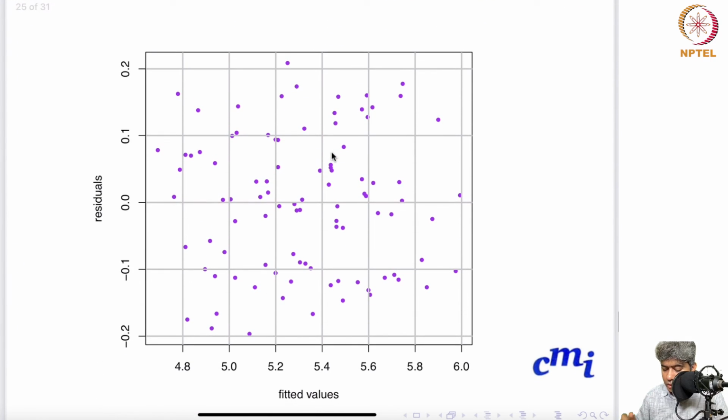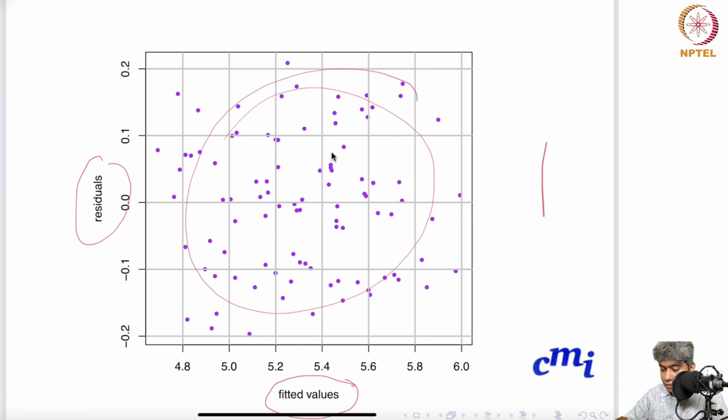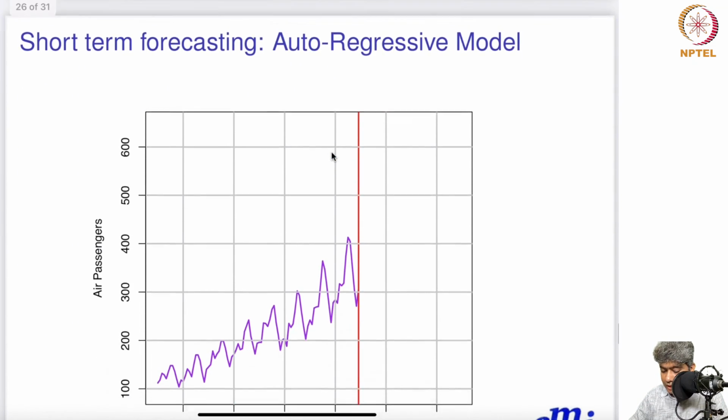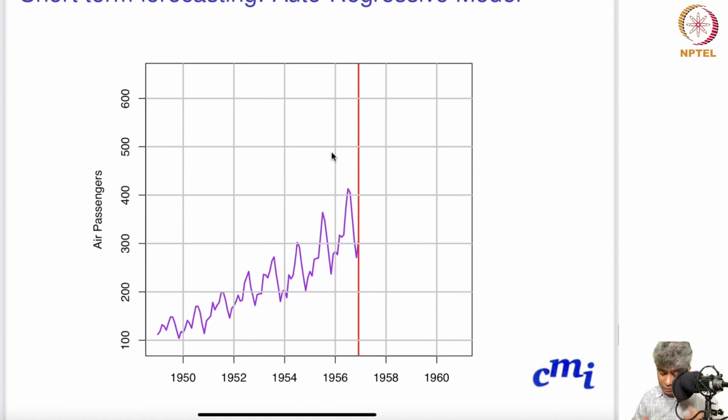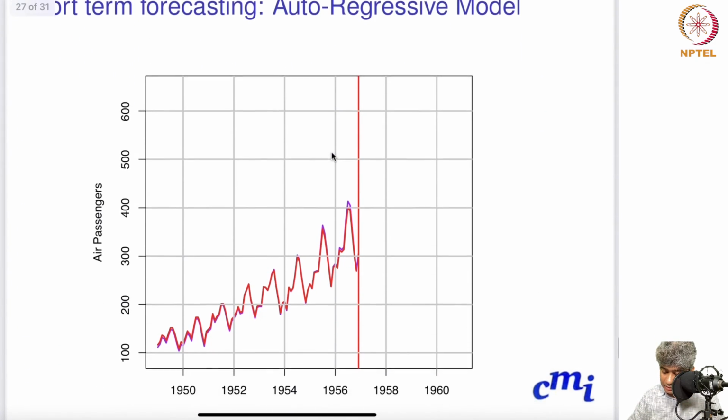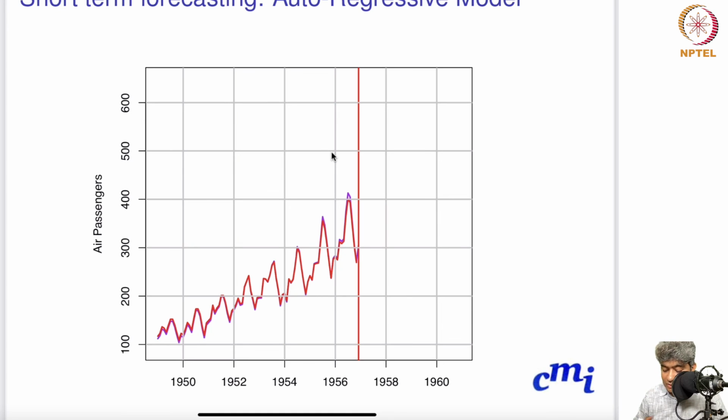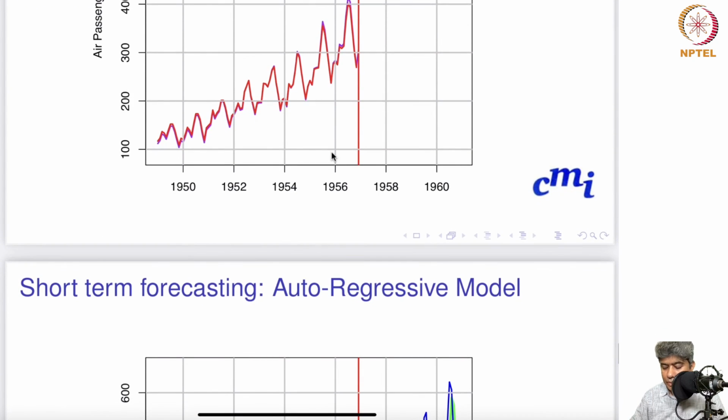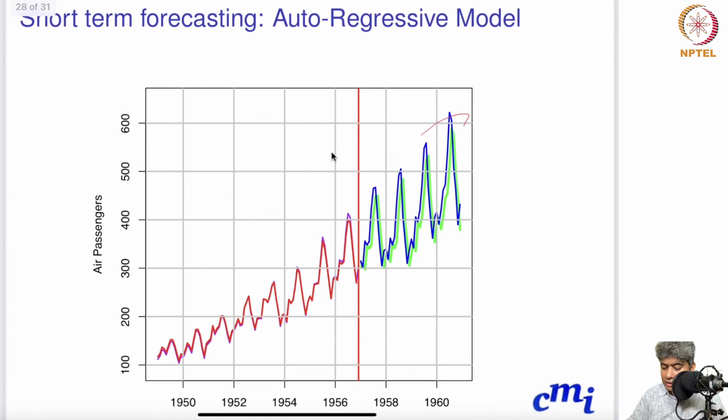So here I have plotted the fitted values against the residuals. What we are seeing is that there is not much going on, which is good news for us. And then when we took the data and plotted it, we found that the first order autoregressive model was almost mimicking the data, because it's just forecasting only the next step. And in the out of sample also it is almost mimicking the data. So it's pretty good in terms of forecasting.